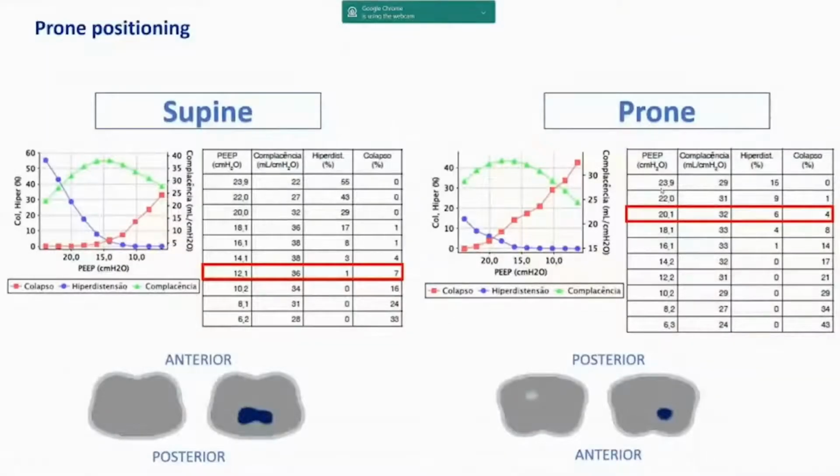How much PEEP do we need to prevent atelectasis? This is a patient in supine positioning, and typically we choose the appropriate PEEP when collapse is yet prevalent. So this is PEEP level on the x-axis, this is collapse along PEEP steps, and this is overdistension in blue. So typically we choose the ideal PEEP around this crossing point. This is a patient in supine positioning. This is the same patient in prone position when we started to see some collapse in the ventral part. And as you can see, for this particular patient, a much higher PEEP was needed to prevent lung collapse.